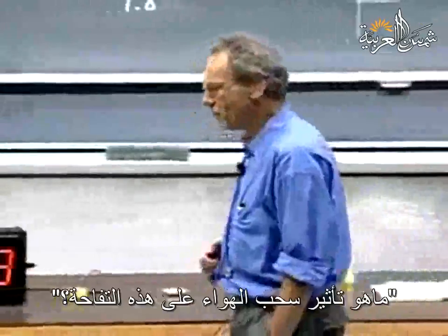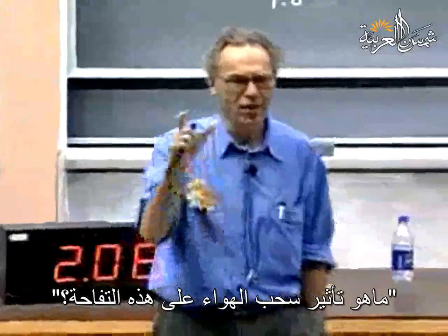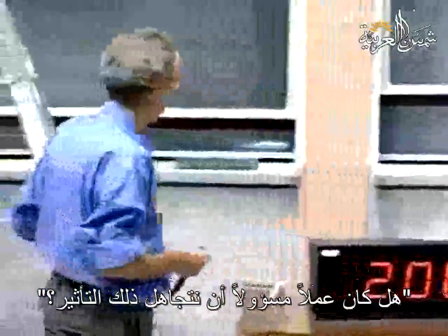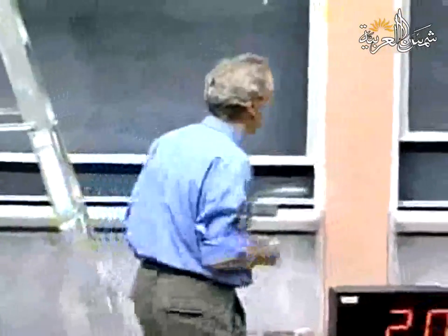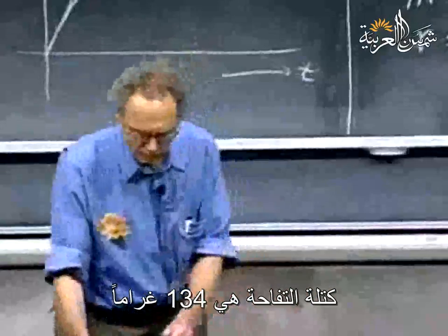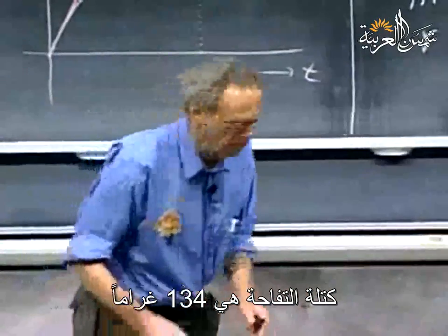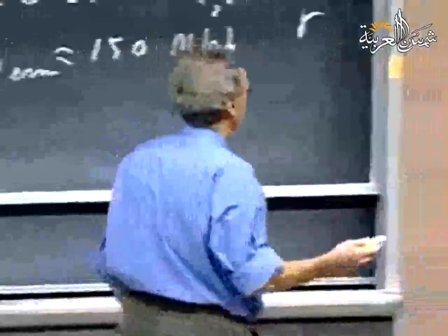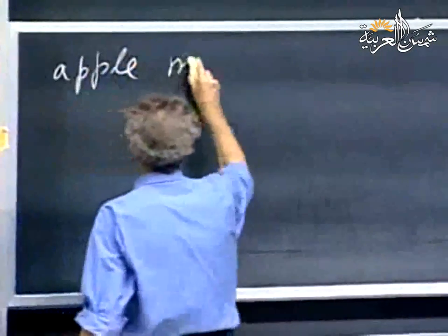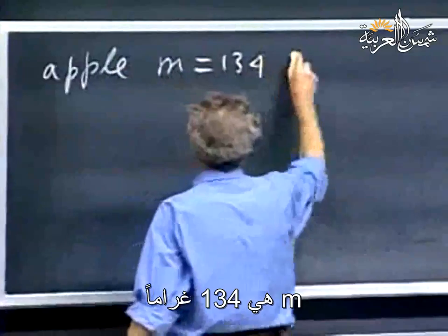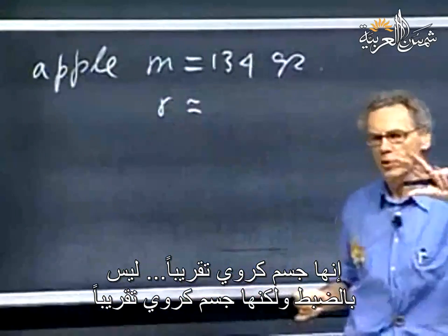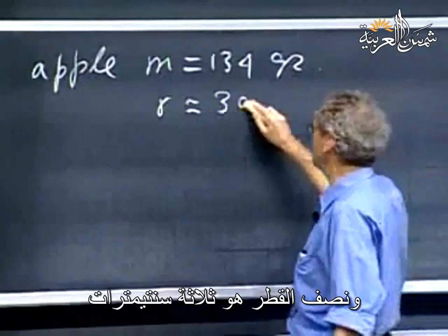So I asked Dave, what is the effect of air drag on this apple? Was it a responsible thing for us to ignore that? The apple has a mass of 134 grams. Easy to weigh, of course. So this was our apple during our first lecture. m is 134 grams. It's almost a sphere, really. Not quite, but almost a sphere, and the radius is about 3 centimeters.